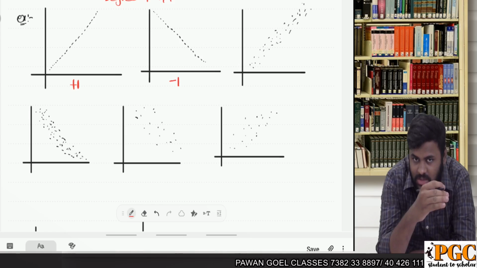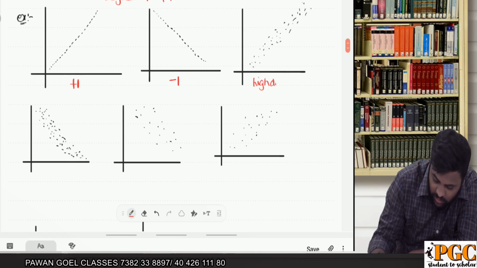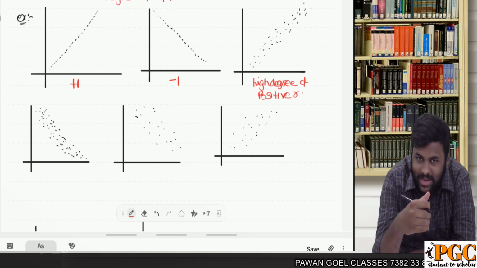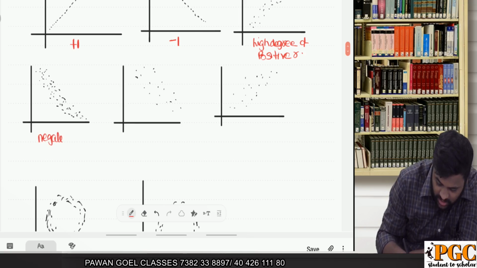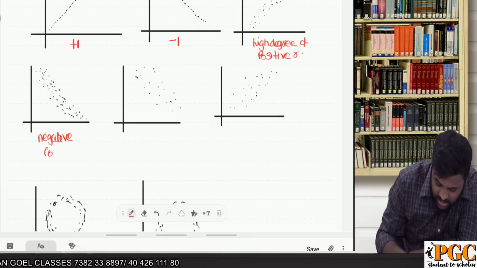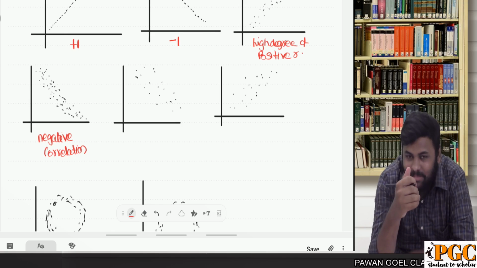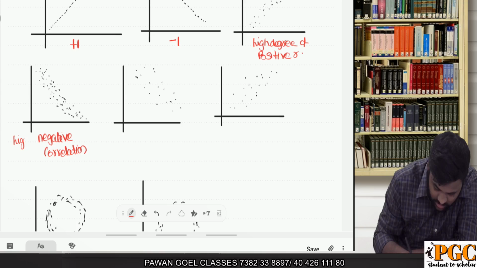If they are moving upwards from left to right in a packed way, then we have a high degree of positive correlation. Next, in the third graph, moving from left to right downwards, we have negative correlation. Now, in the next two cases, the points are not moving in a packed way, but in a scattered way. Okay, here, high degree of negative correlation.